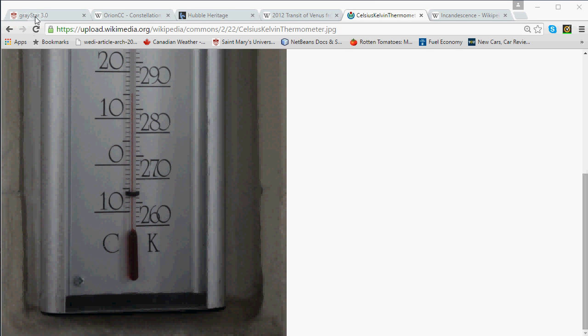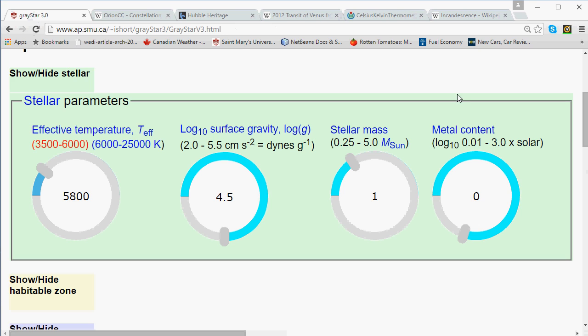So let's go back to gray star 3 here, to our input control panel, and look at our first knob here, the knob that controls the effective temperature of the star that we're going to simulate. And let's think about the range of effective temperatures that gray star 3 will allow. So we can grab a hold of this knob here, and first let's try turning it counterclockwise so that we're turning the temperature down. Gray star 3 will let us turn the temperature down all the way to about 3500 Kelvin. And that's as low as it will go.